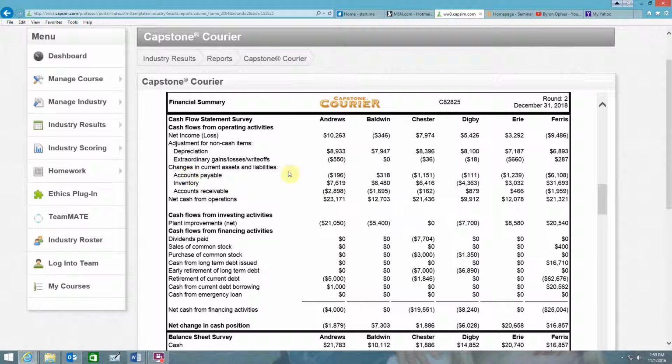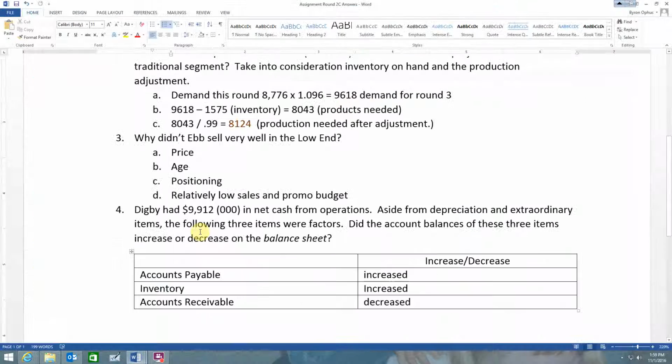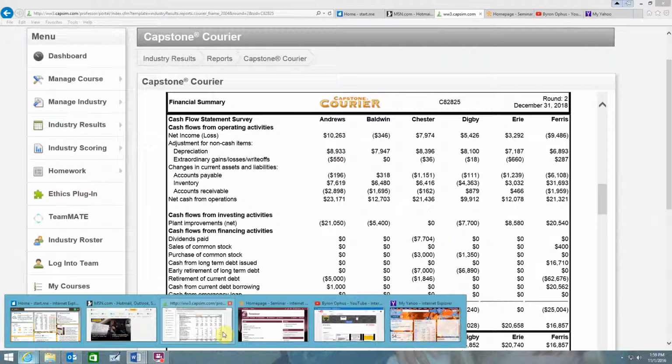So accounts payable, that's what we're paying out. If that cost us cash, in other words, we had to increase the cash out, then I have to check, that would have increased our accounts payable balance on the balance sheet.